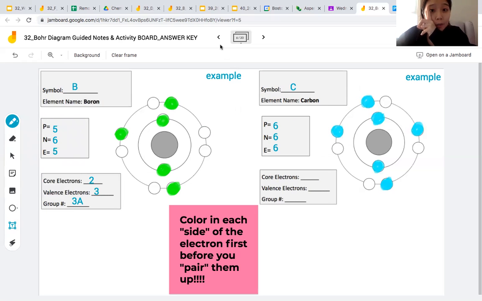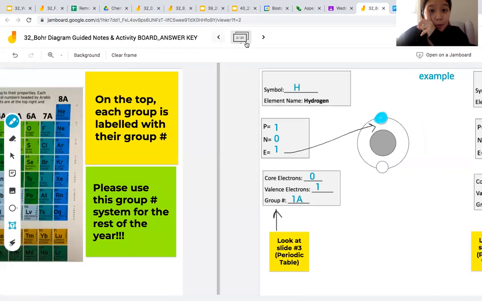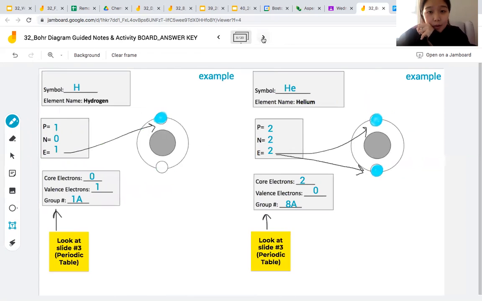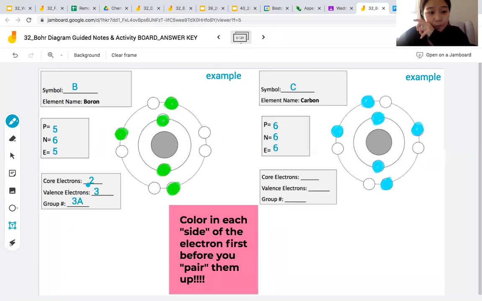So carbon, if I look on the periodic table, is right here, right? It's group 4A, so I'm going to write that down. Group 4A. Core electrons, innermost shell has 2 electrons. And valence electrons, we have 1, 2, 3, 4. So I'm going to write that down.